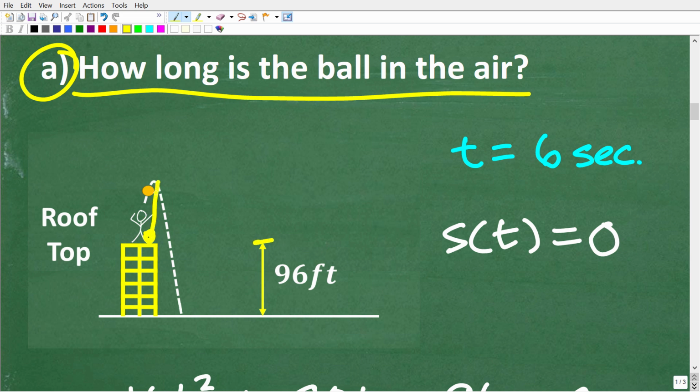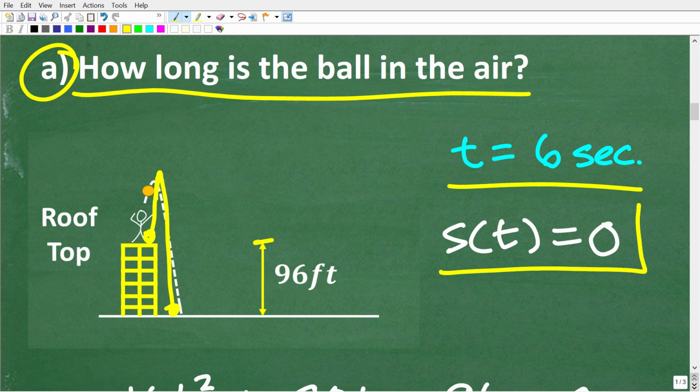So it's going to take off, and then gravity is going to do its job, and it's going to go all the way back down to the ground. So what is the total amount of flight time for this ball? Well, the correct answer is 6 seconds. Now, this is what we need to be thinking about: s of t is equal to 0. But what does this mean?